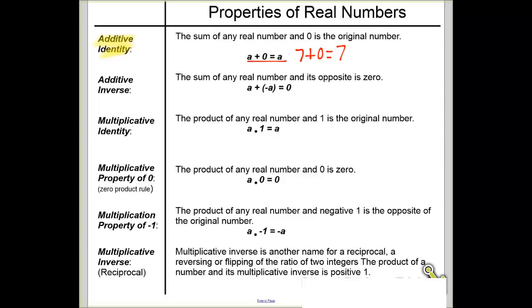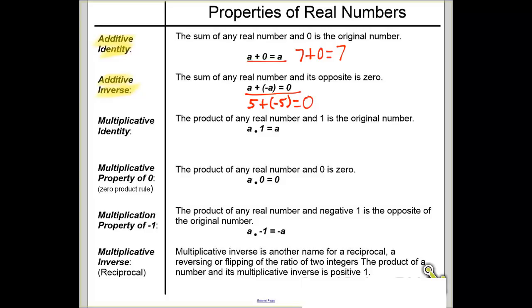Then we have the additive inverse. And the additive inverse is any number and its opposite. And when you sum them up, you get 0. So if we have a plus negative a, we get 0. We sometimes use these when we're doing the addition property of equality. So let me put a number in there. Let's say we have 5 plus negative 5. So going up 5 and then coming back 5, and you're still back at 0.